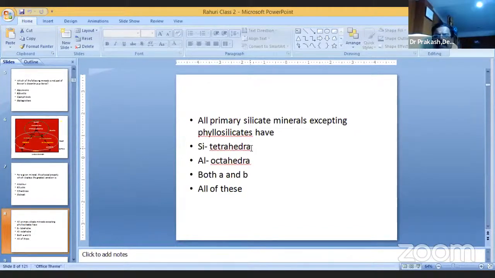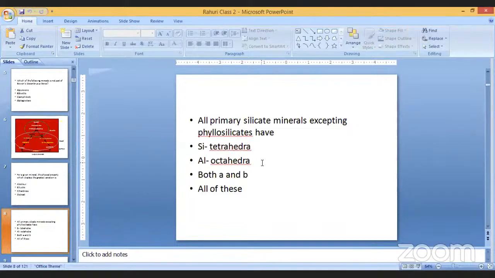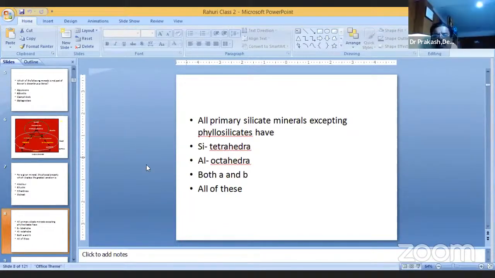Aluminum octahedra is there in the case of primary minerals only in the micas, the phyllosilicates. While in the case of clay minerals, both silica tetrahedra and aluminum octahedra will be there. Like you can take montmorillonite, vermiculite, kaolinite, illite, chlorite. All of them will have silica tetrahedra as well as aluminum octahedra sheets. So based on the arrangement, we classify them as 1:1 clay, 2:1 clay, or 2:2 clay, right? That is how the clay minerals will be grouped.